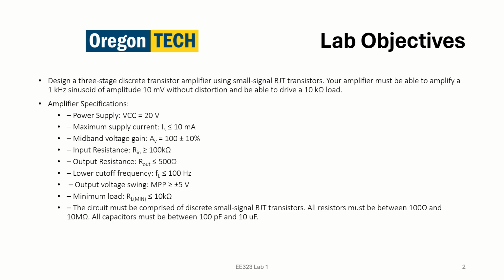This is like your 2N3904 or your 2N2222. Another common one is your 2N5088. There's a lot of different BJT transistors that you can use, and it's important to look up the data sheet and at least just see what the pinout is, because some of these BJT transistors do have different pinouts. All the resistors need to be between 100 ohm and 10 megohms, and all the capacitors need to be between 100 picofarads and 10 microfarads.